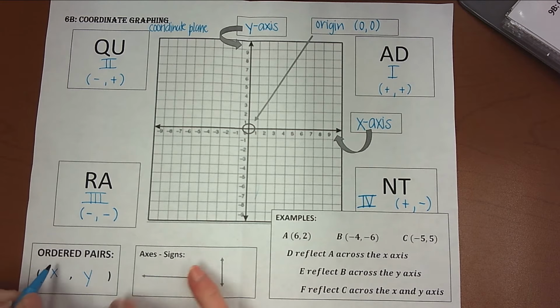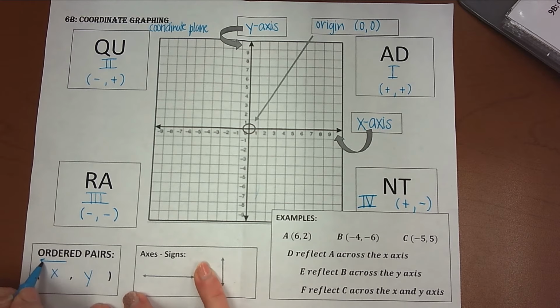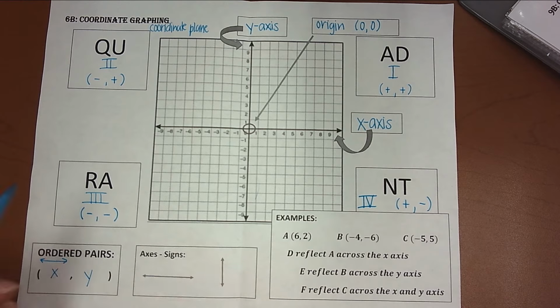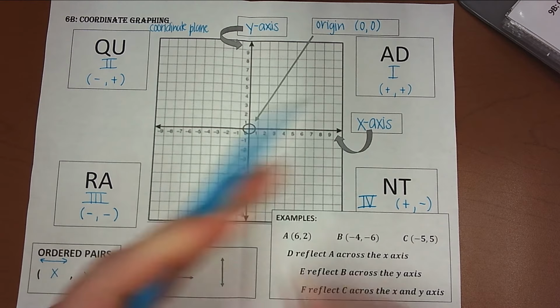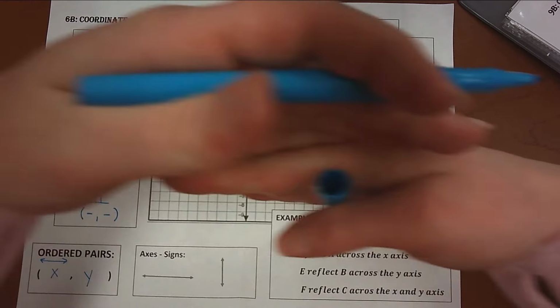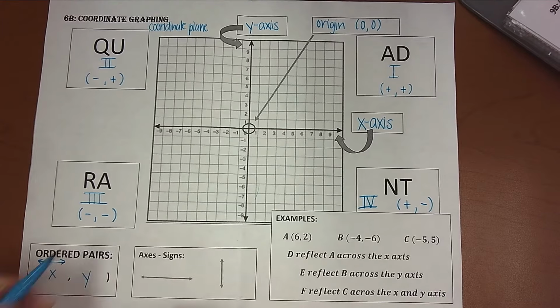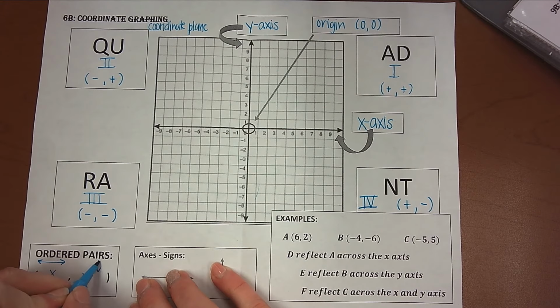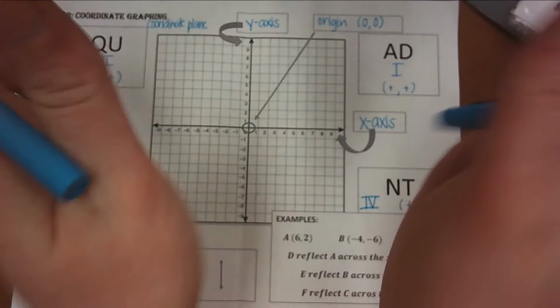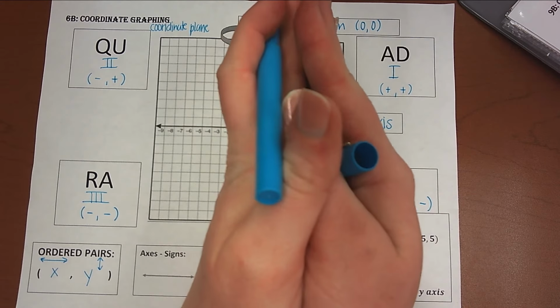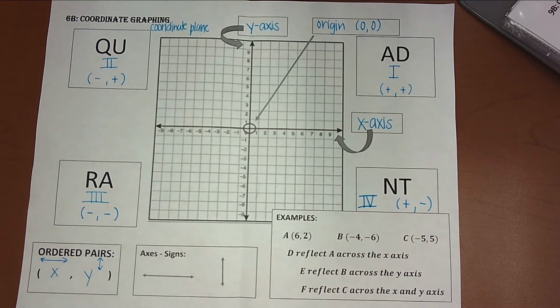And just a reminder, the x-axis is how far we go side to side. It's our horizontal axis. If you make an X and collapse it, we've got a horizontal line. And then our y value is our vertical axis, how far we go up or down. So again, if you make a Y like the YMCA and collapse it, you've got your y-axis.